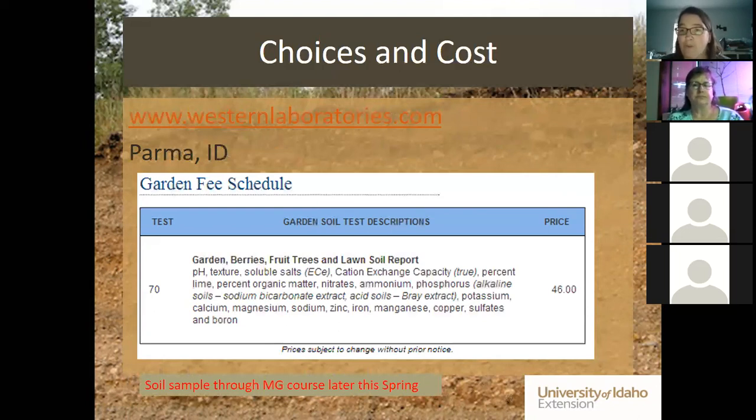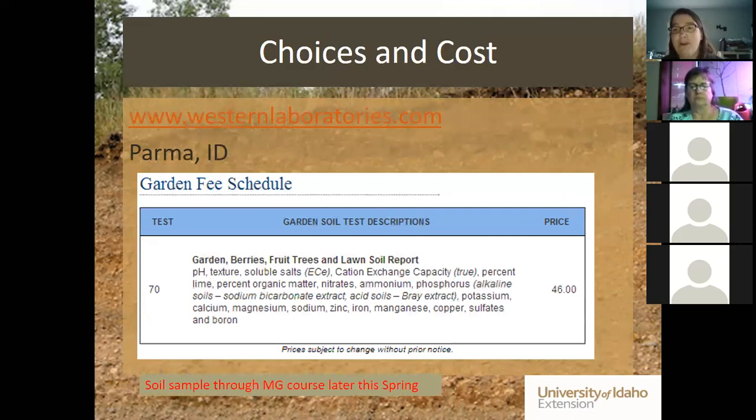I said this one's $46. We get a little bit of a university educational discount if we put a bunch of samples together and send them off as a research project. And we can get that down to the $15 level, which is a pretty good savings. So we'll get you more information about that as we get closer to our March 9th date and tell you how to sample and how much soil to bring.